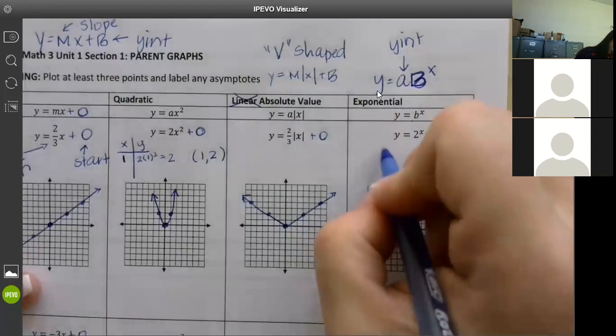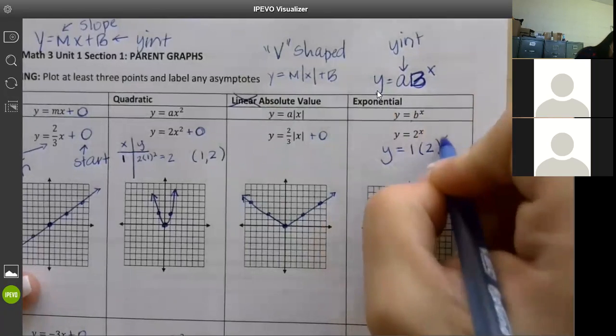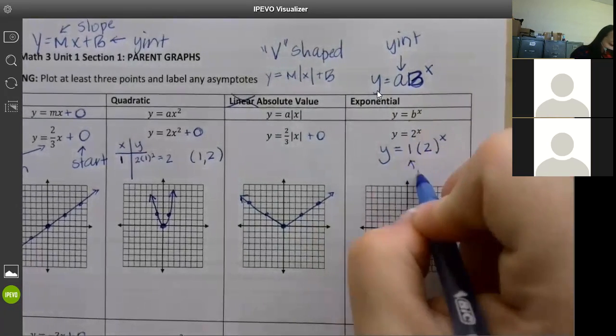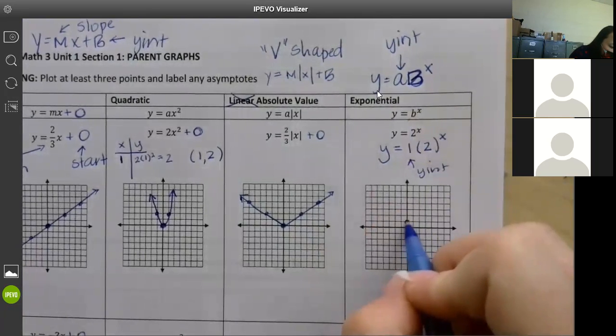So this equation that we have right here would look like this. 1 times 2 to the x. This is going to be your y-intercept. So we're going to start this one at 1.